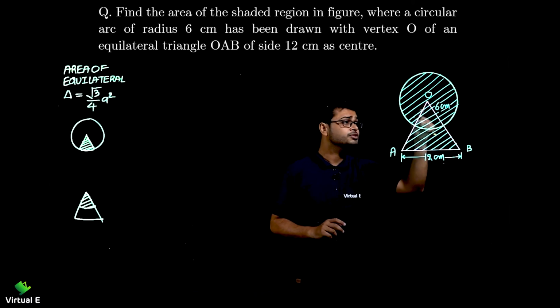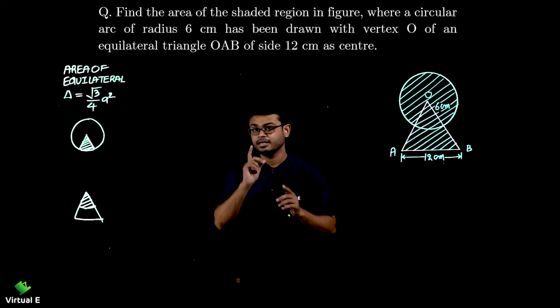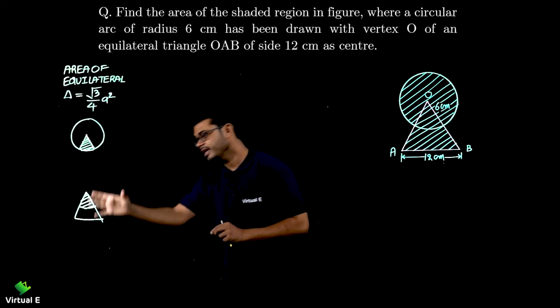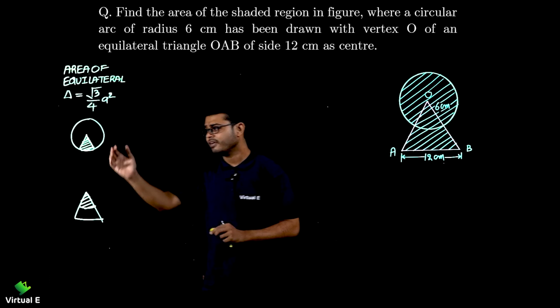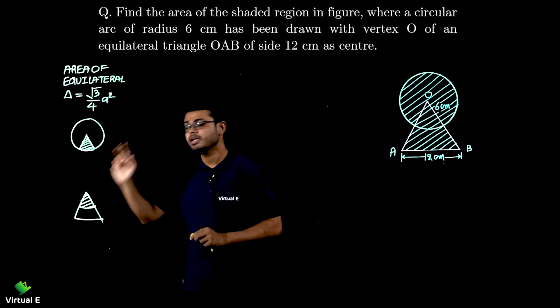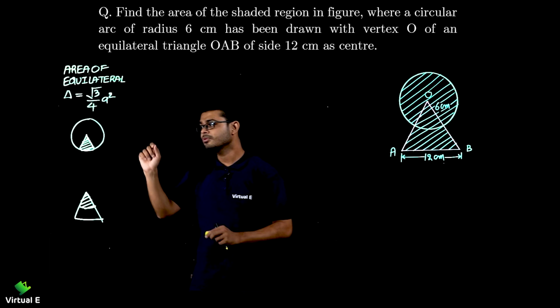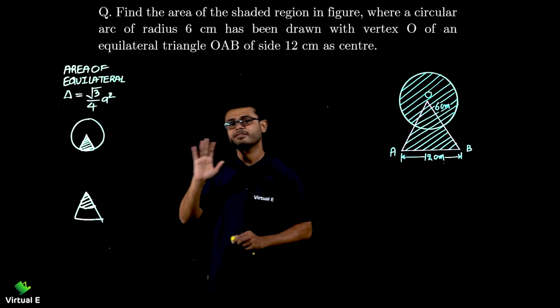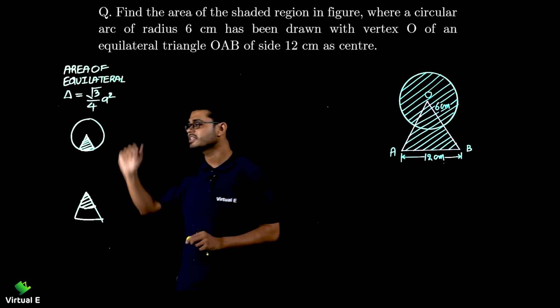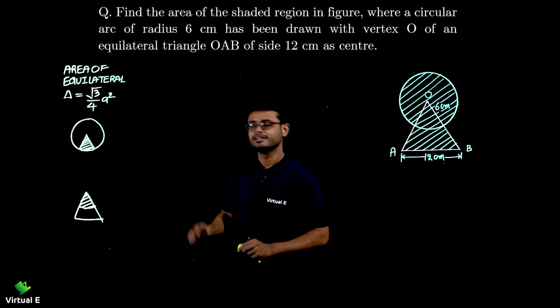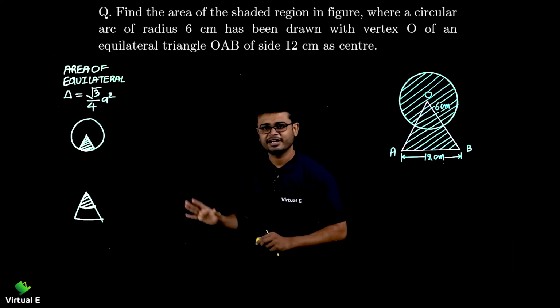This particular region, if I directly add the area of circle plus area of equilateral triangle, this area will be counted twice. This is the problem. We need to avoid it. So what can we do for that? Now when you see the circle, you must be getting an idea that it is sector. Yes, it is sector, all fine.